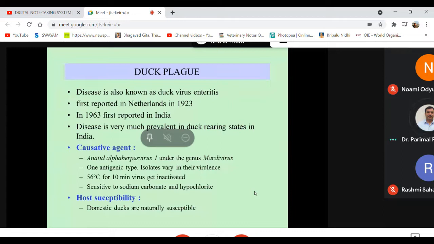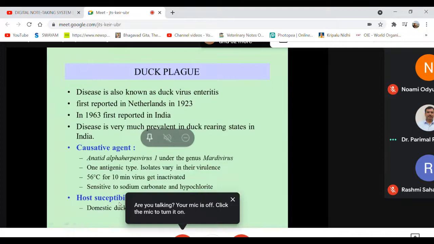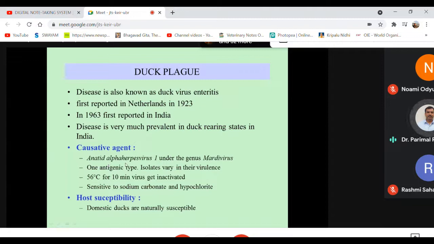Yes, sir. So the causative organism is Anatid alphaherpesvirus 1. These names you may find different from the textbook. These are all as per the latest ICTV classification. They have been grouped under the genus Mardivirus and Anatid alphaherpesvirus 1. Earlier it was called Anatid herpesvirus 1, now the name alpha herpesvirus 1 has been given.